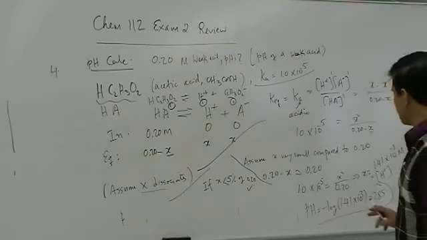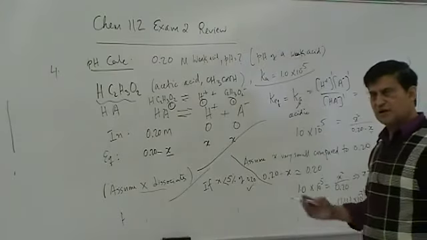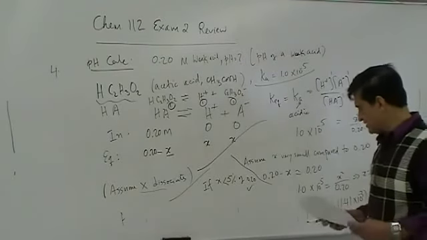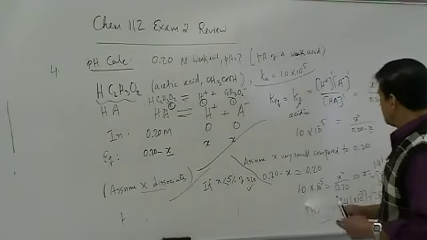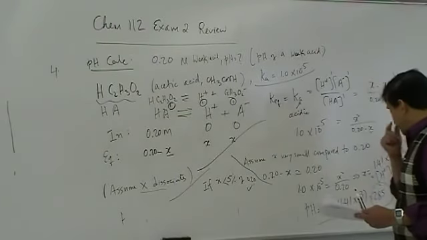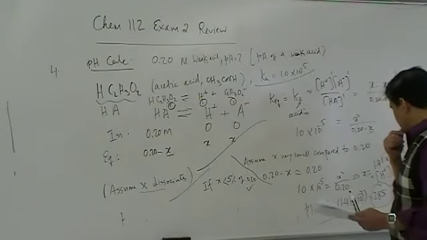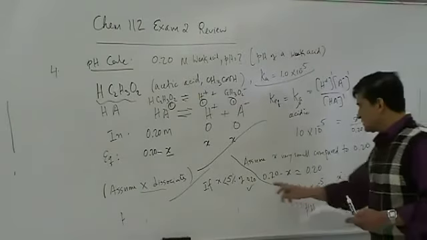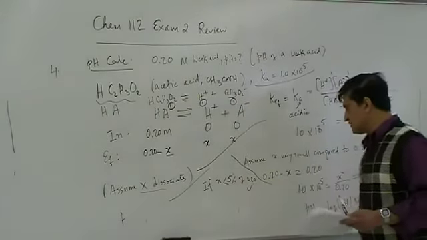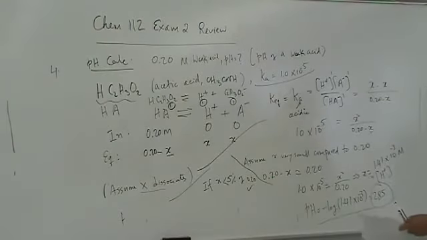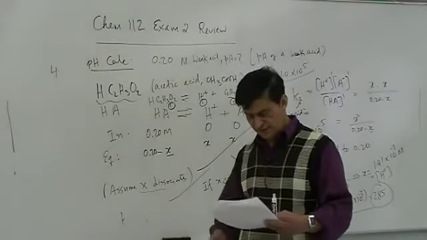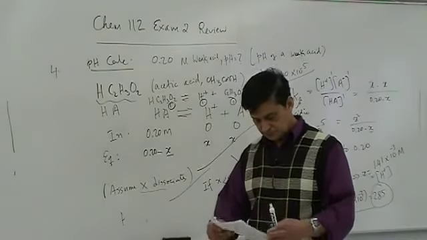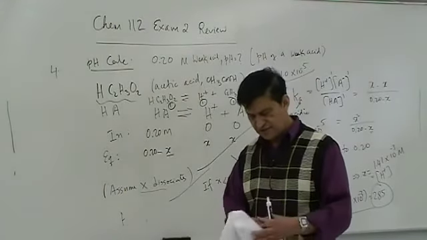Otherwise, you'd have to solve by the quadratic method. Many calculators can handle the quadratic formula, and you'll have to use it in that case, when this value x is more than 5% of 0.20. Of course, in every problem like this, you can use the quadratic formula, but you don't have to, because they would give you almost the same answer.